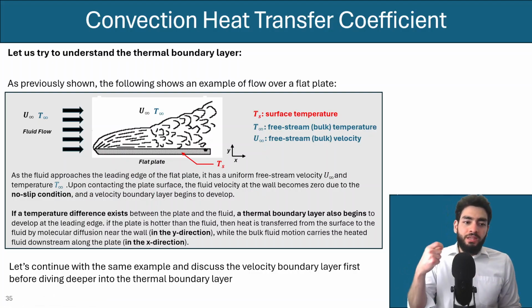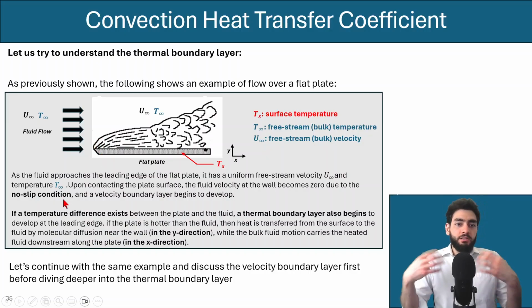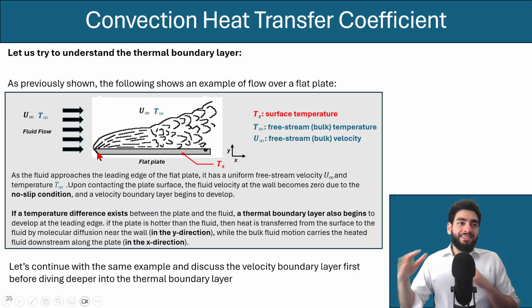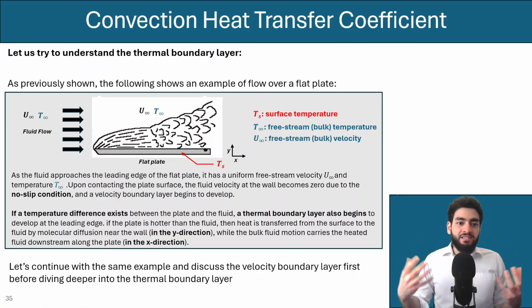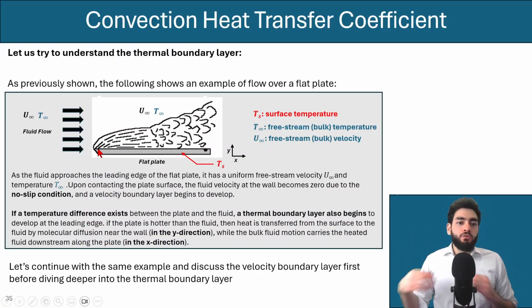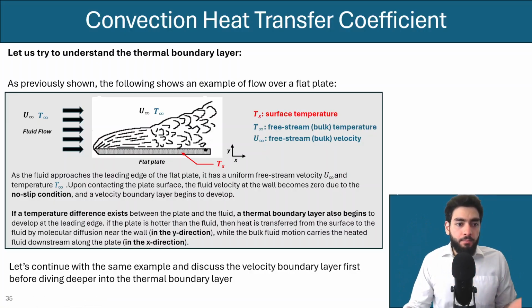Now, upon contacting the plate surface, the fluid velocity at the wall becomes zero, and this is due to the no-slip condition. And then you have a velocity boundary layer that begins to develop from the leading edge of the flat plate. The no-slip condition is something that you might have learned from your fluid mechanics course, but essentially this condition allows you to assume that the velocity at the surface itself is zero. And then because of that, you start developing a velocity gradient, which we're going to talk about in a minute.